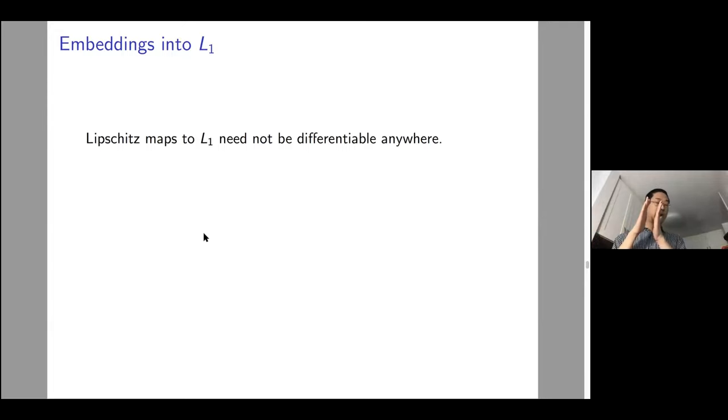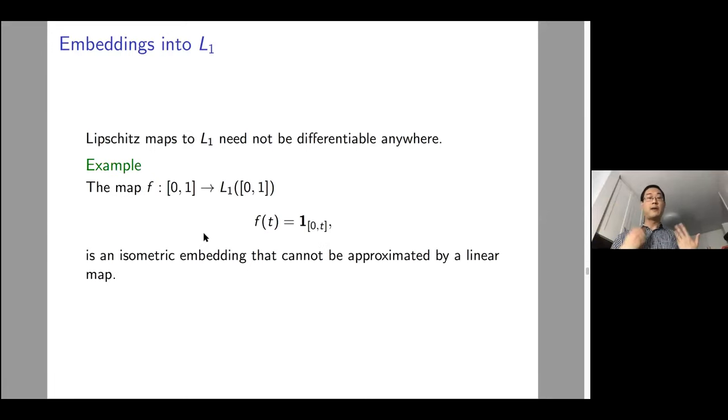There have to be intervals on which that curve is close to a line. That's simply not true in L1. Lipschitz maps to L1 need not be differentiable anywhere. And the standard example is the map F, which sends the unit interval to L1 of the unit interval and sends f of t to the characteristic function of the interval from 0 to t.